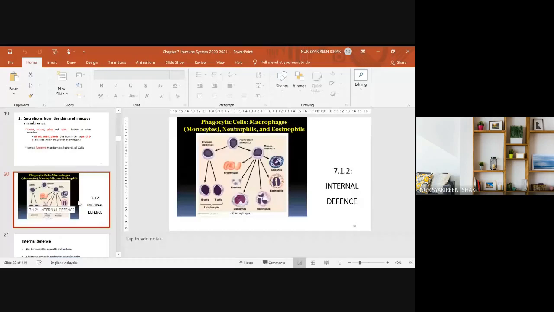Okay, so now going back into the second line defense. Kita dah cover hari tu sampai ni secretion. Okay, so now we are going to look at internal defenses.